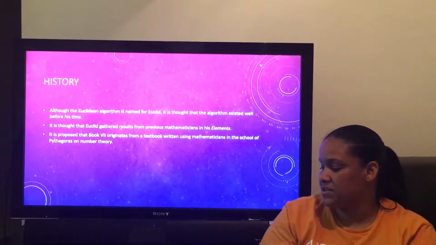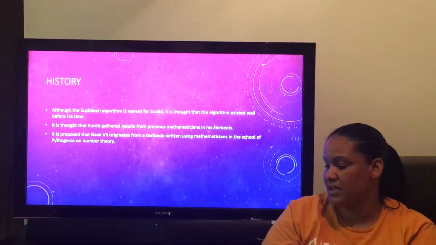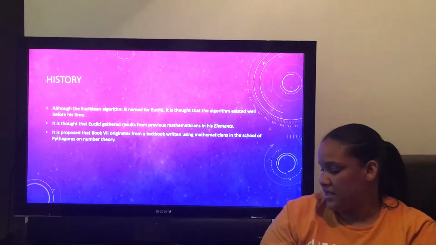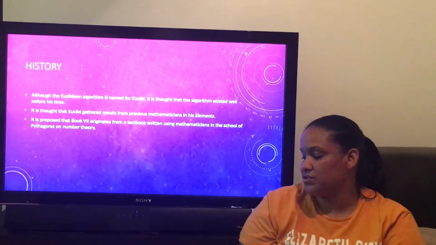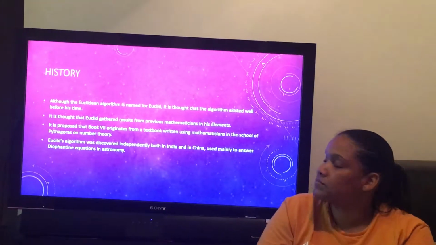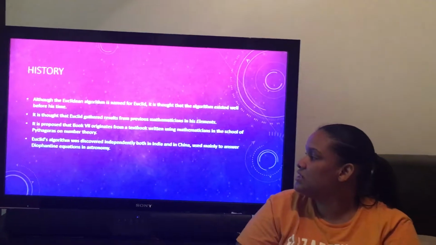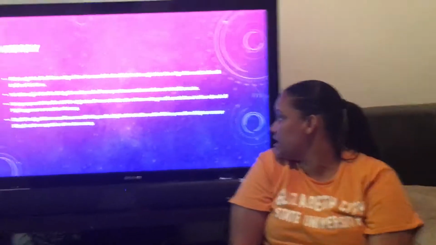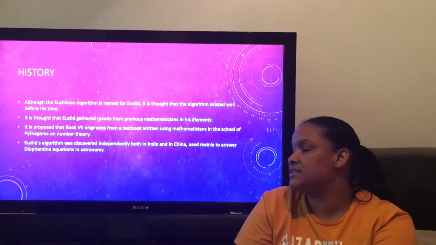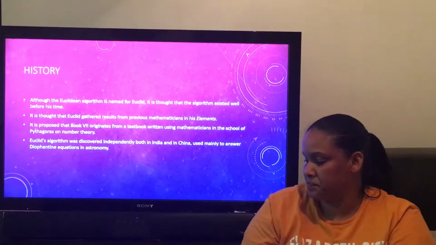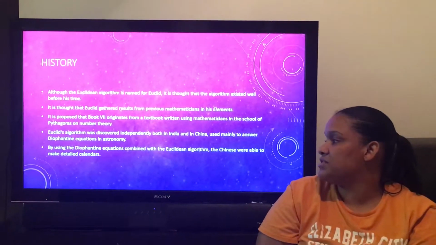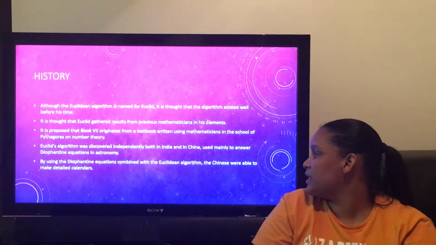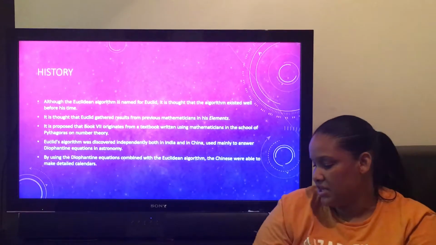It is proposed that book 7 originated from a text written by mathematicians in the school of Pythagoras on number theory. And Pythagoras was another great known scholar, mathematician. Euclid's algorithm was discovered independently in both India and China, used mainly to answer Diophantine equations in astronomy. By using the Diophantine equations combined with the Euclidean algorithm, the Chinese were able to make detailed calendars that we still use today.